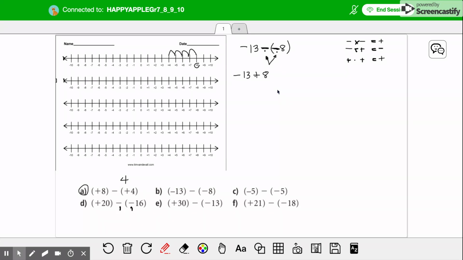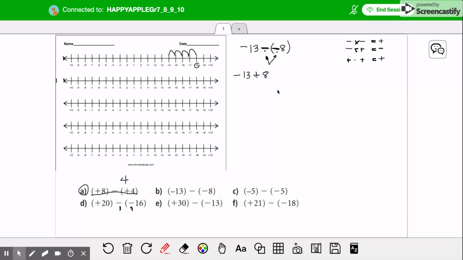So then it comes down to a question like the one we just did. If you picture in your head going down to -13, and then going +8, so plus is to the right, what would that bring you to? 5. Positive or negative? Positive. Okay, we started at -13, remember, and we're going over 8.